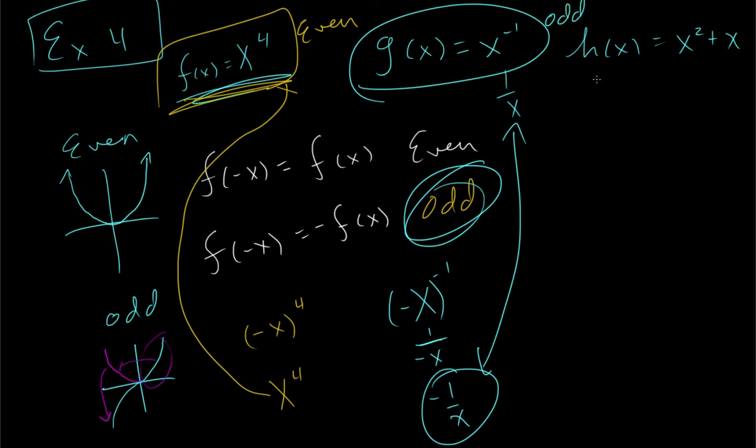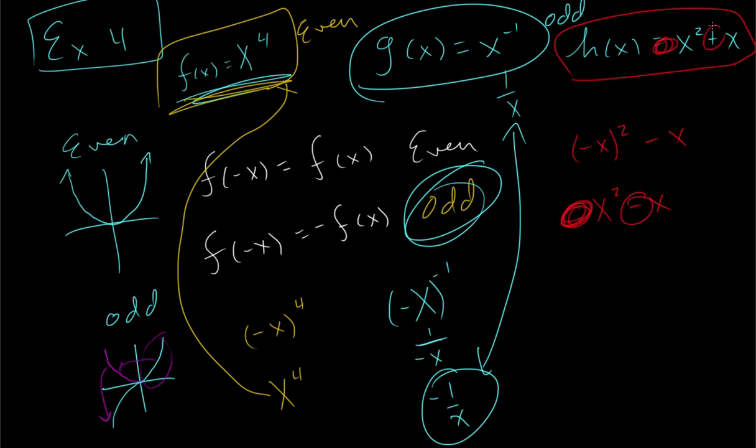And this last one, we're going to plug in negative x squared and negative x. Negative x times negative x gives us x squared minus x. And we see that this sign right here didn't change, but this sign right here did change. So some of it changed, some of it didn't. So it's not exactly opposite. It's not exactly the same. And so we're going to call that one neither.